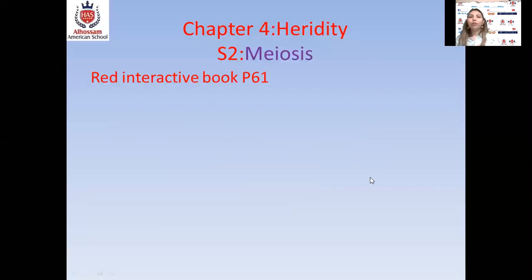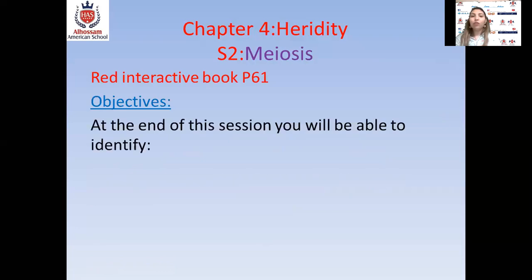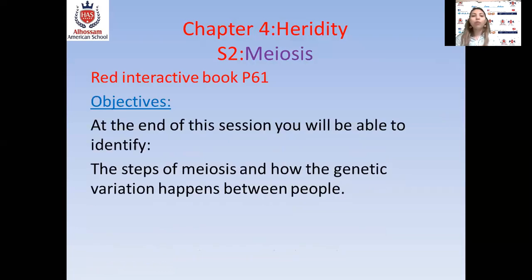Today we'll complete chapter 4, heredity, section 2, meiosis. You can open your Red Interactive book, page 61. At the end of the session, we'll be able to identify the steps of meiosis and how genetic variation happens between people.